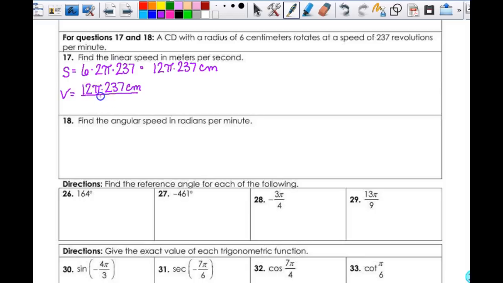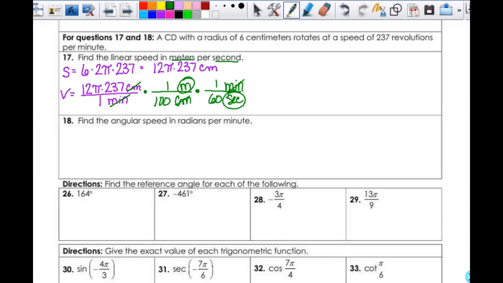And that's my S, so my velocity then is going to be that 12 pi times 237 centimeters for every 1, and that was revolutions per minute, so it's every 1 minute. But that's not where I'm going to end because it asked me in meters per second, right? So there's 100 centimeters in every meter. Go from centimeters to meters. It's 100 centimeters for every 1 meter. And then minutes to seconds, so I'm going to have minutes in the numerator so they cancel out. Seconds down here. So I have 60 seconds for every 1 minute. Right. And so I'm in my meters per second there.